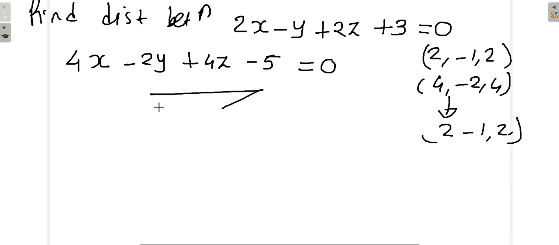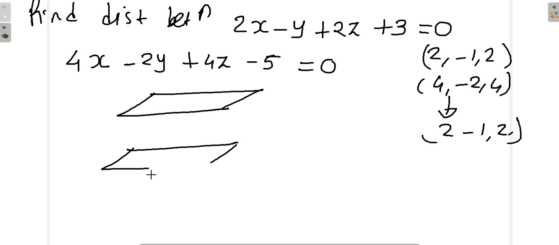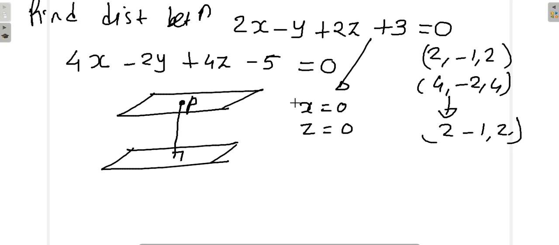If two planes are parallel, then finding the perpendicular distance becomes pretty easy. All we do is pick up any point on the first plane and find its distance from the other plane. It is absolutely our choice. So what we can do is, on this plane, let us put x equal to 0 and z equal to 0. If you put x and z equal to 0, you will get y equal to 3.